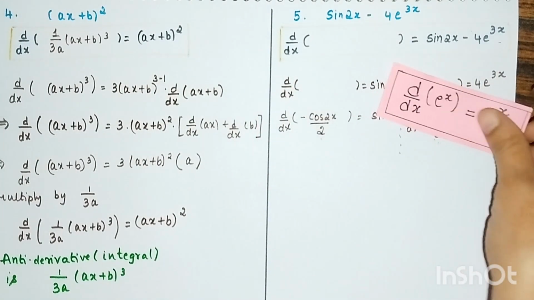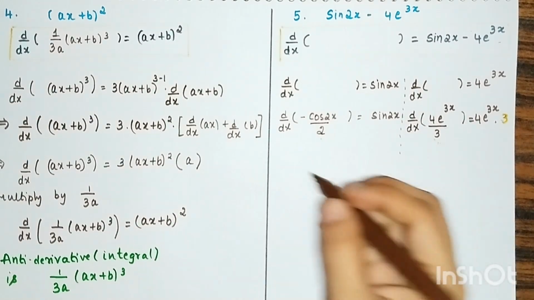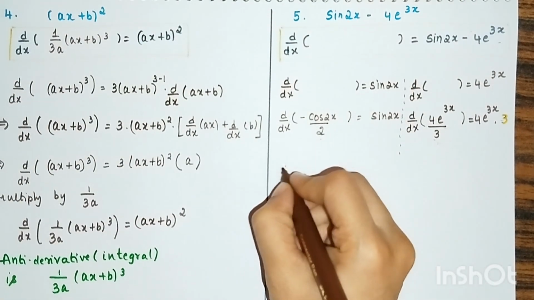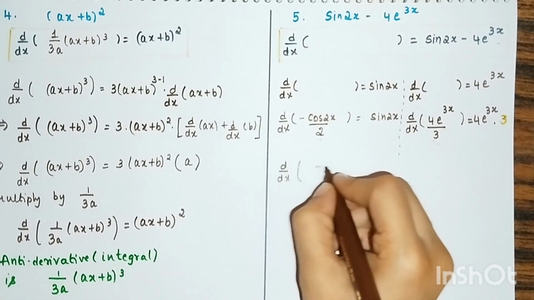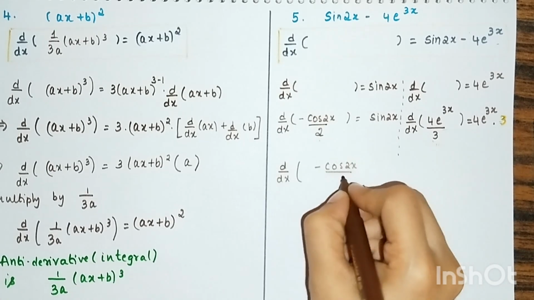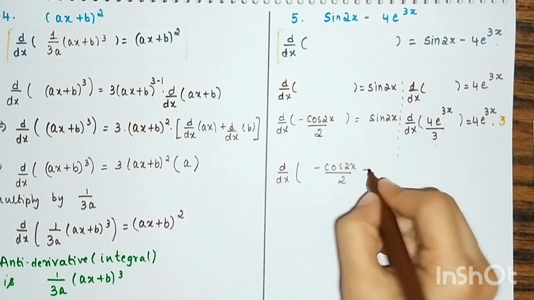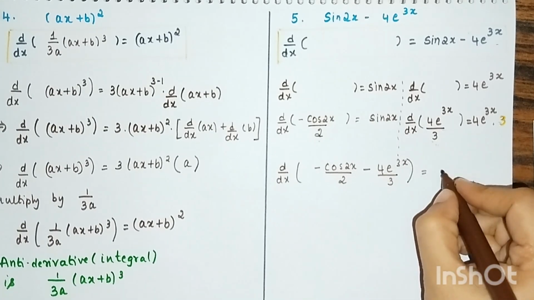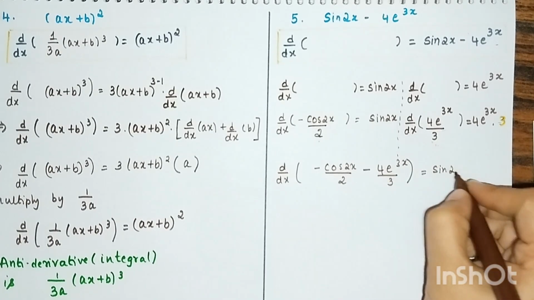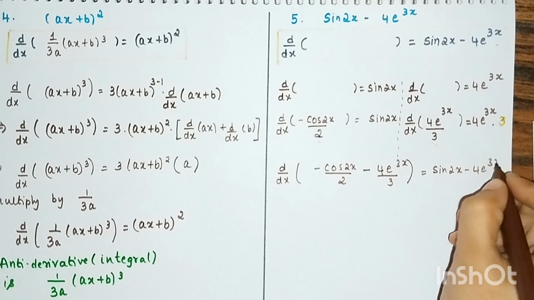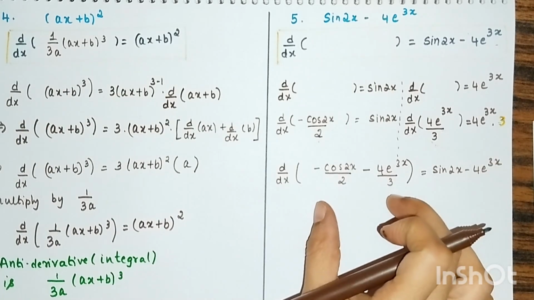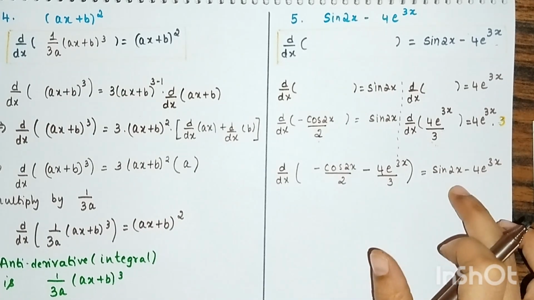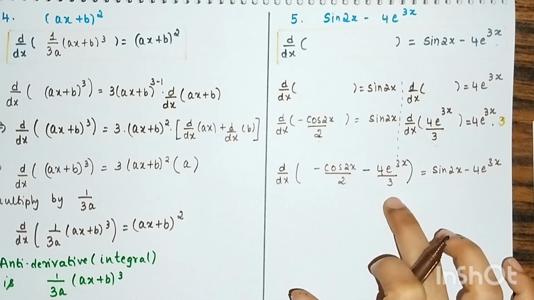Now let us combine. If we combine, what do you get? d by dx of minus cos 2x by 2, and here we have the minus sign, so minus 4 into e to the power 3x by 3, is equal to sin 2x minus 4 into e to the power 3x. So this is that function. If we differentiate it, you will get this. So this is the antiderivative or integral.